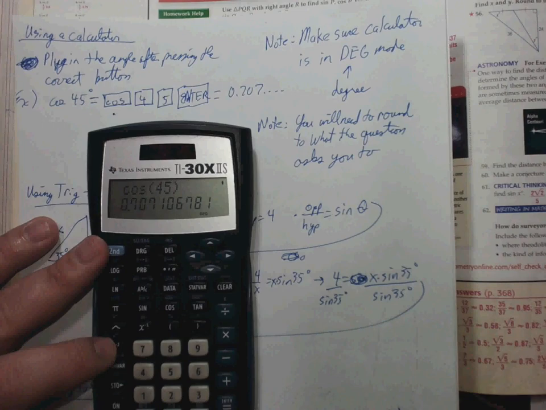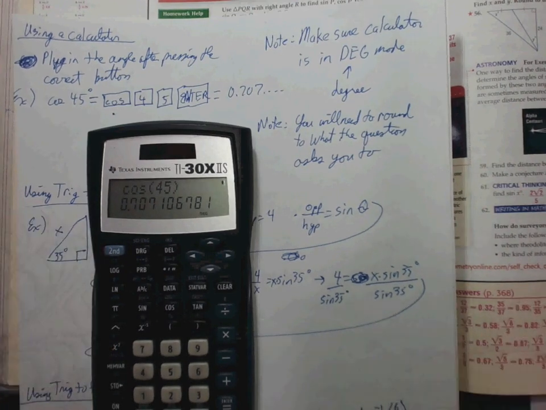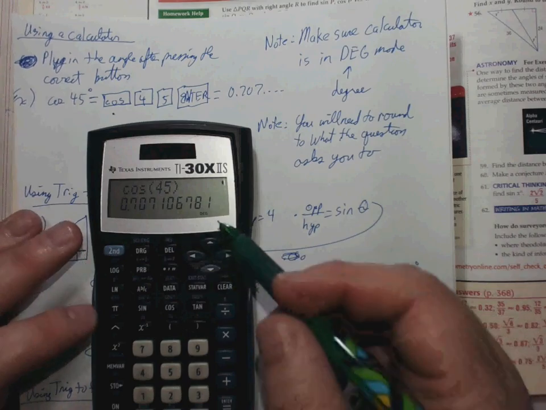Close parentheses. Now you're going to have to round it. There are a few special angles that aren't going to need to be rounded, but you're probably going to need to round it. So that's cosine of 45 degrees.